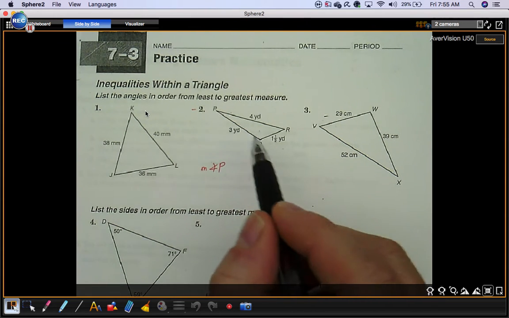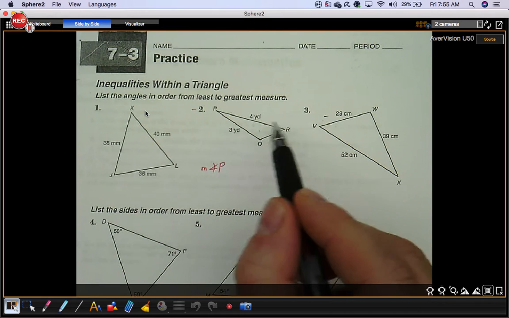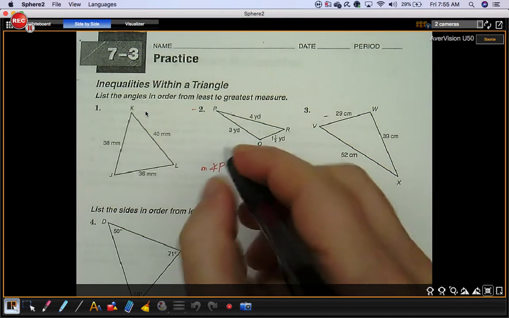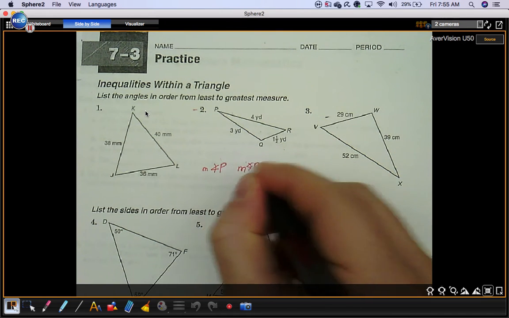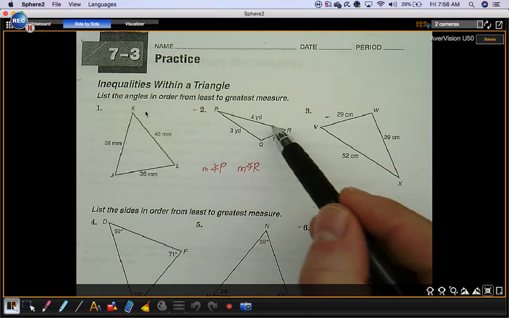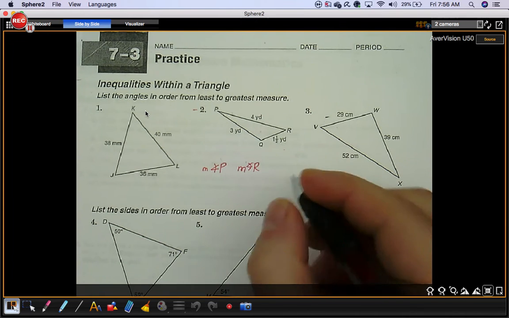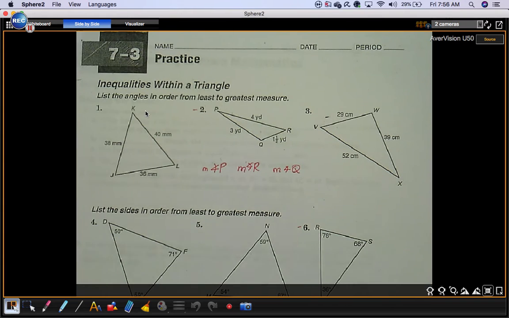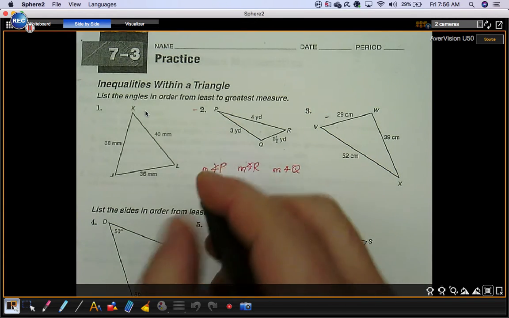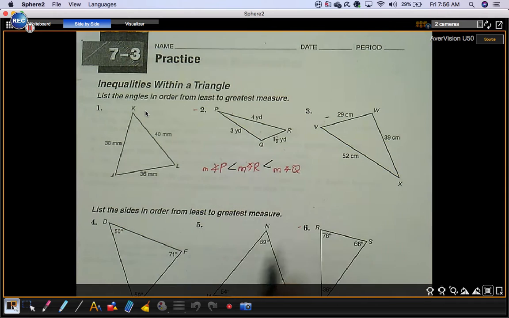That's the next smallest side. That's the next smallest angle. That's the biggest side, biggest angle. We're going to use compound inequalities, least to greatest. Here's how you read it. Measure of angle P is less than the measure of angle R, is less than the measure of angle Q. Angle Q is the biggest, angle P is the smallest, angle R is in between.